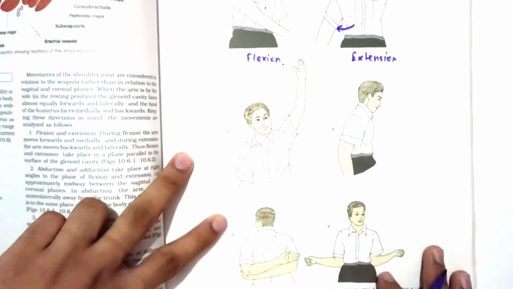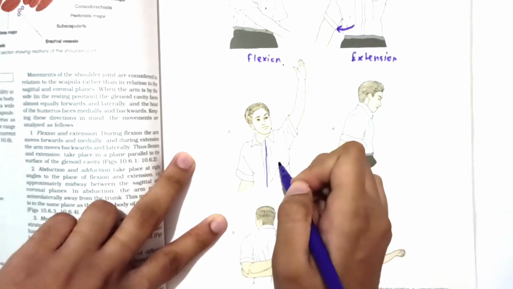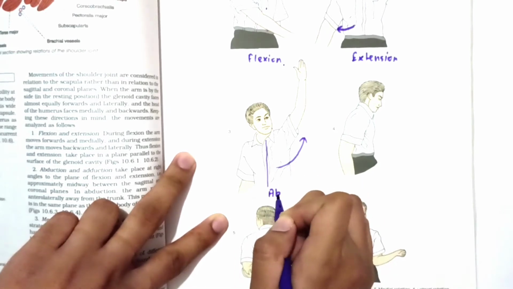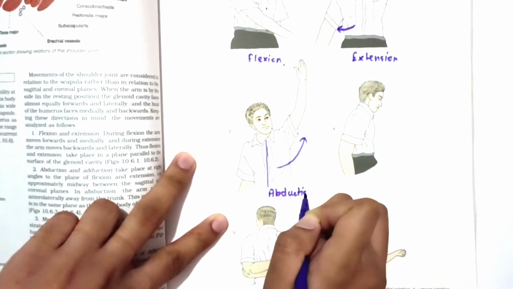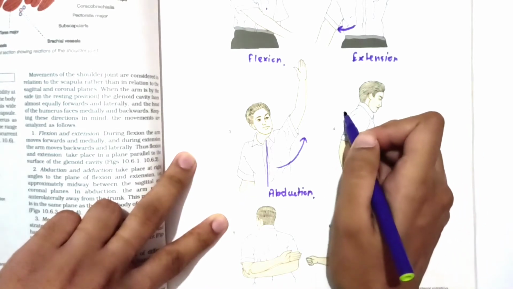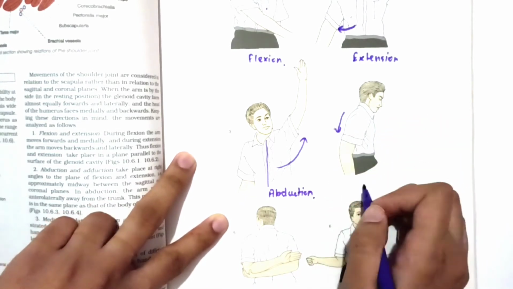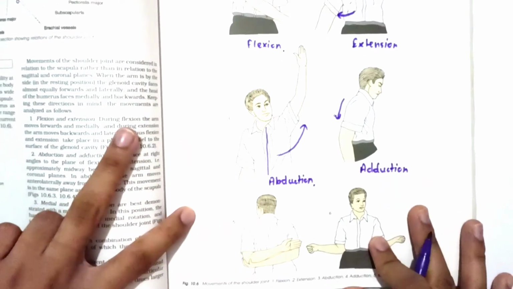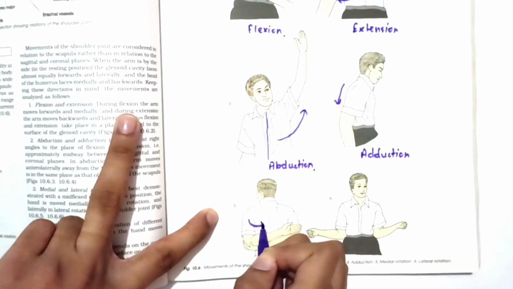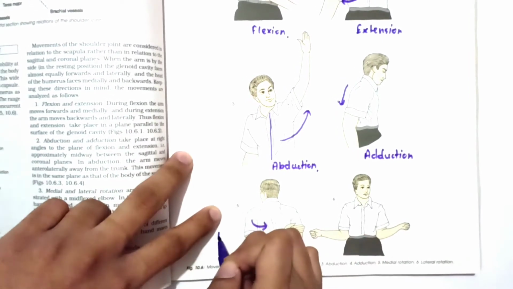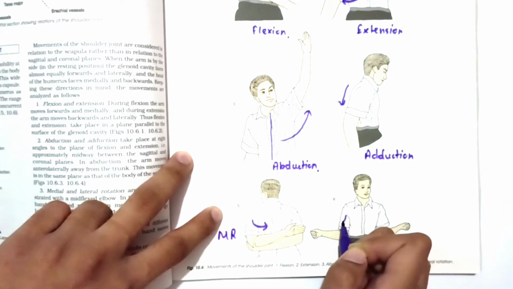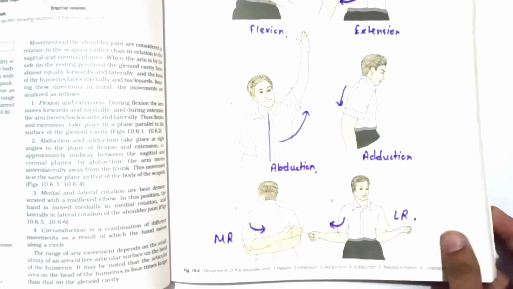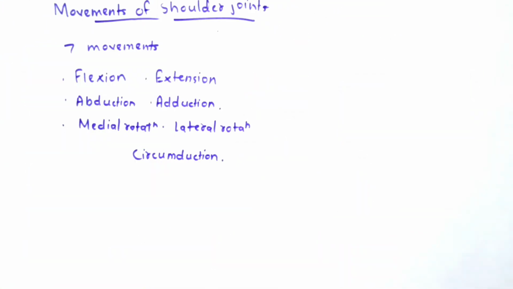And when you are moving your arm away from the midline, this is the midline, it means abduction. And when you bring it back to the normal position, it means adduction. And when you have moved it internally, this is medial rotation, and when you are moving it in outward direction, it means lateral rotation. So these are the movements of shoulder joint.